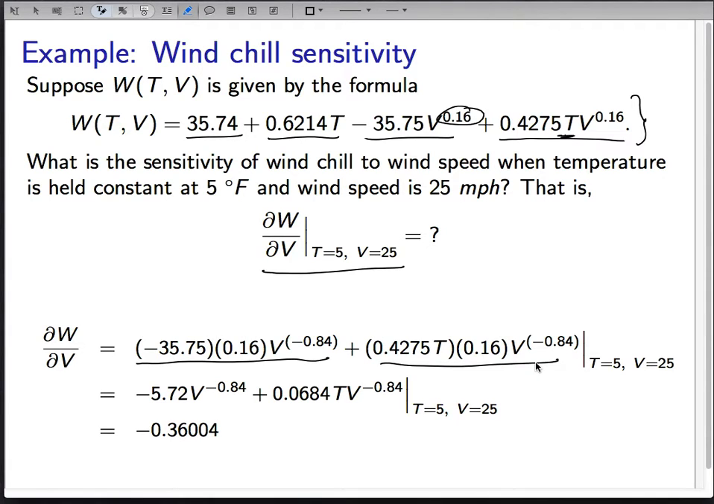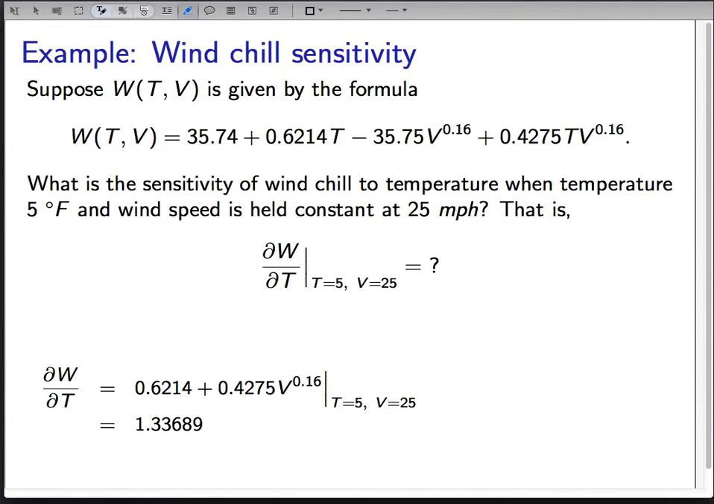So if I'm looking for the sensitivity of wind chill with respect to velocity of wind at a temperature of 5 degrees and wind speed of 25 miles an hour, I can just simplify all those calculations here, plug in t equals 5 and v equals 25, and I'm going to get this number right here. And the units of that should be degrees of wind chill per mile per hour of wind speed. So that means if my wind speed goes up 1 mile per hour, I expect about a change of negative 1/3 degree of wind chill when the temperature is 5 and the wind speed is 25.